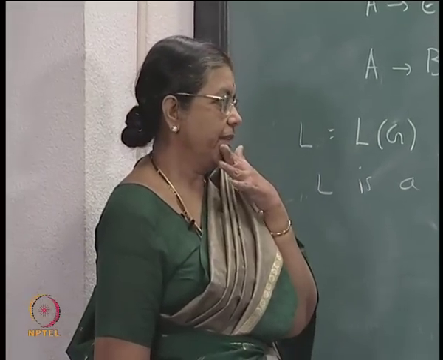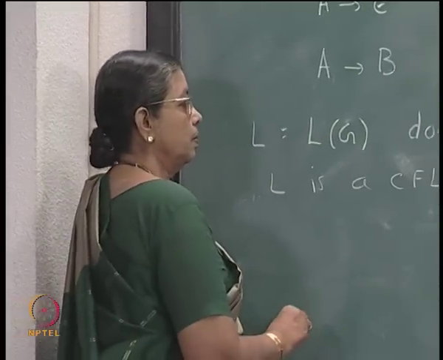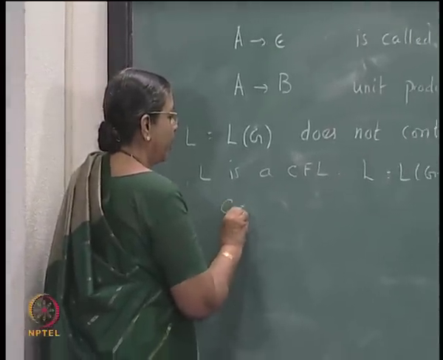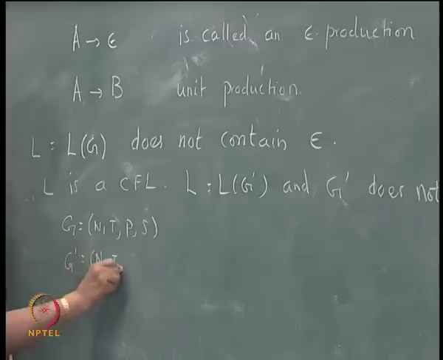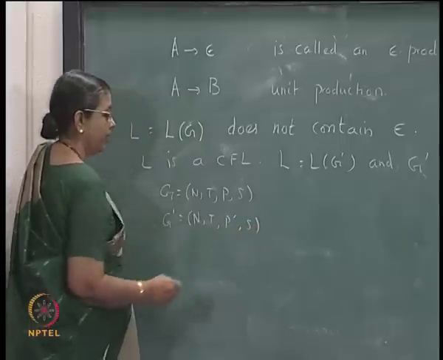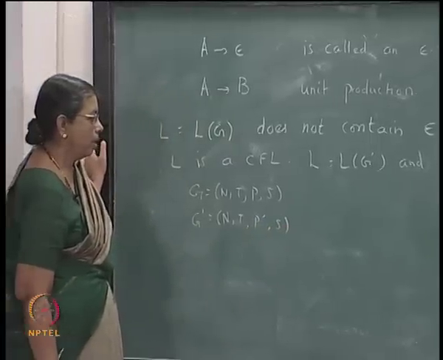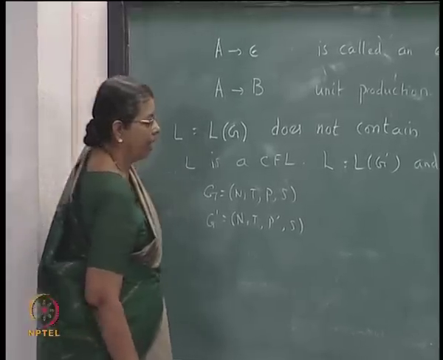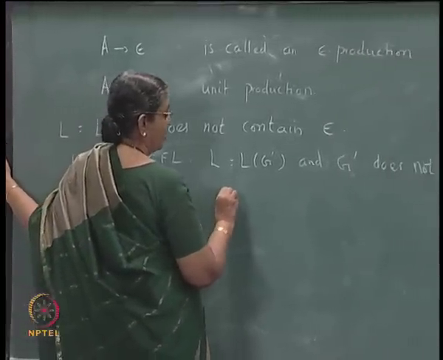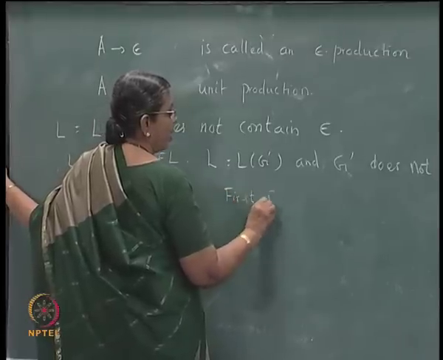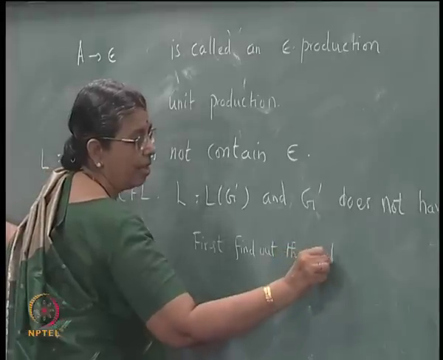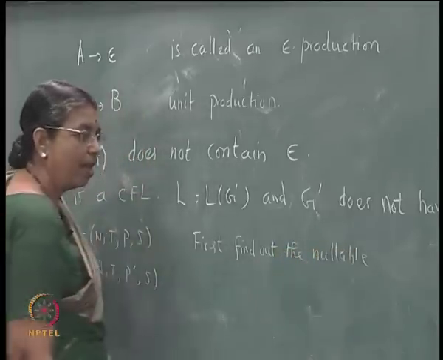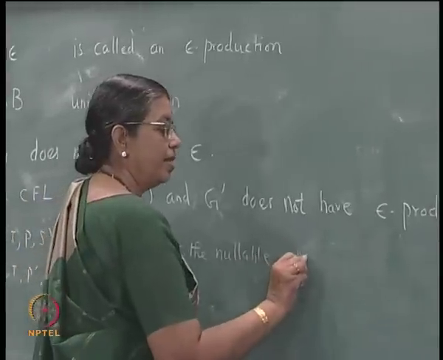Now, how do we go about doing this? G is equal to say (N, T, P, S), then G' has the same N and T, but the rules will change. How do we construct G'? First, find out the nullable non-terminals.